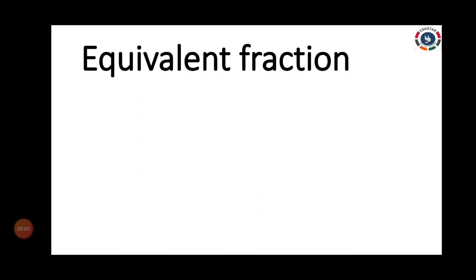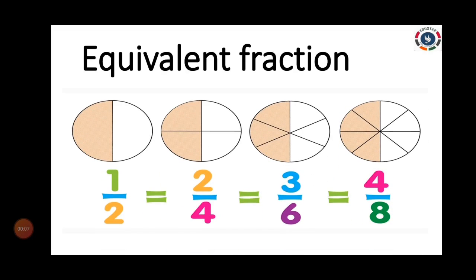Then equivalent fractions. The fractions that represent the same part of the whole are said to be equivalent fractions. What is that? Fractions that represent the same part of a whole are said to be equivalent fractions. For example, in the same circle we are making a half, then in the same circle we are making quarters, and here making 3. Here in the same half we are making so many pieces like that, isn't it?